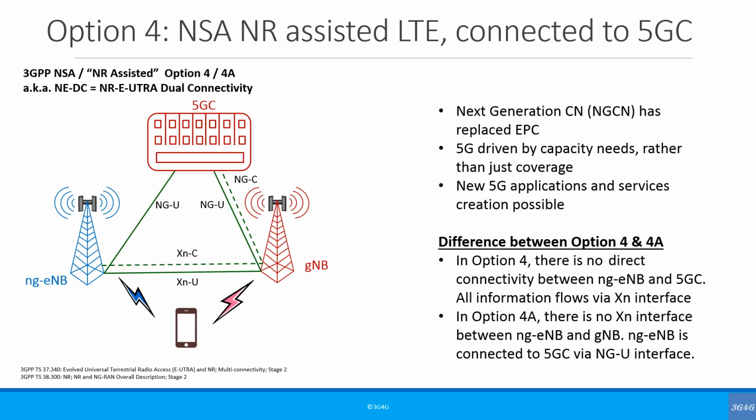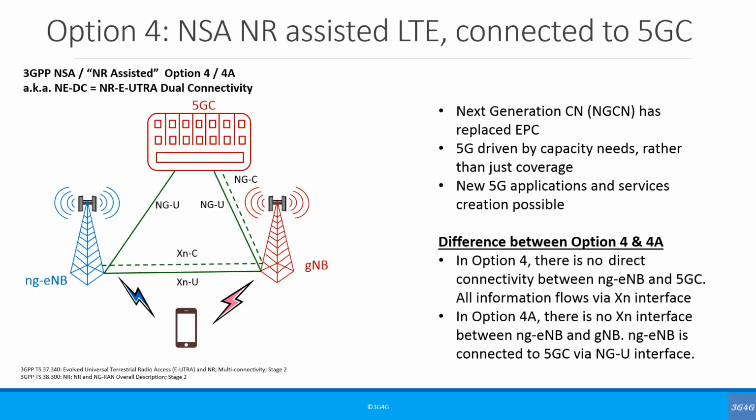Now there are two sub options here, 4 and 4A. Okay, so in option 4, the next generation E-node B is connected to the 5G core via the G-node B. So there is no direct connection between the next generation E-node B and the 5G core. On the other hand, in option 4A, there is a direct connection between the next generation E-node B and the 5G core for user plane. And there is no need for option 4X here.